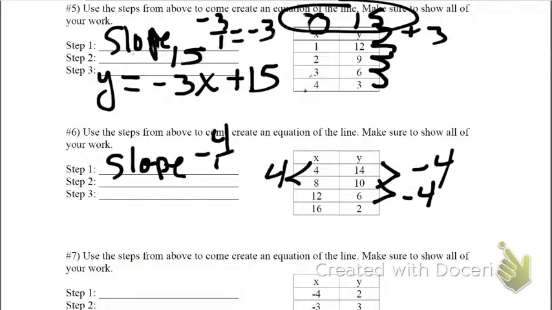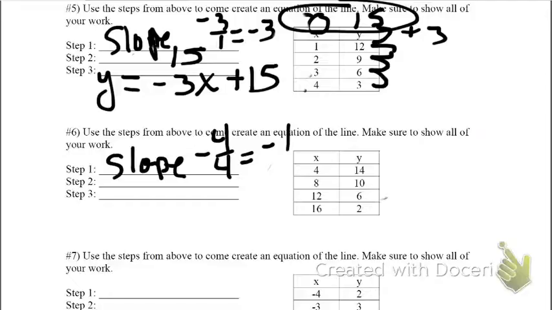So -4 over +4 gives me a -1. Now I need to think about what my y-intercept is. And I'm going to, again, do that working backwards thing that I just did a minute ago.